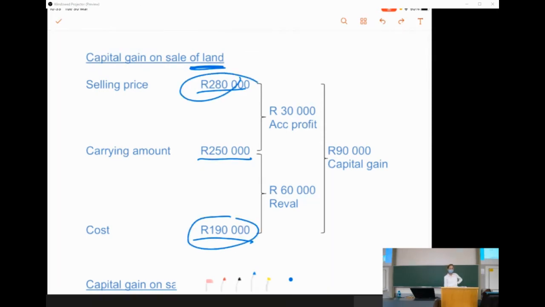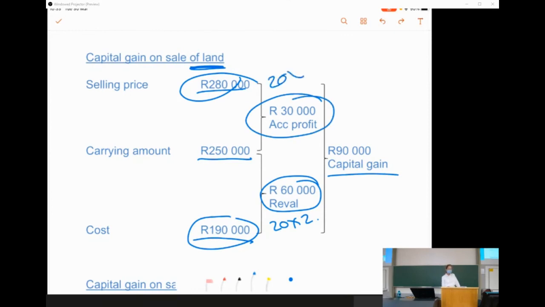So when we now sell that asset, the full amount from the original cost to the selling price is actually a capital gain. However, remember that we've already accounted for the 60,000 through revaluation in 20x2, which means that my accounting profit in 20x3, the profit on the sale of the land, is only going to be the 30,000, the difference between the carrying amount and the selling price.